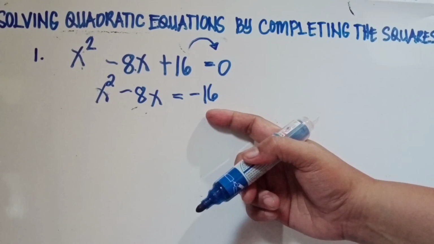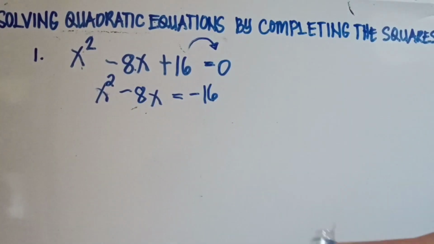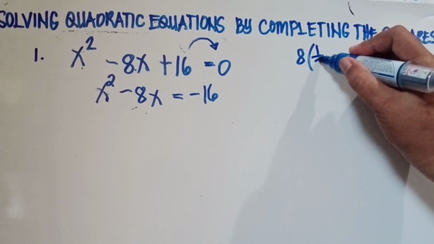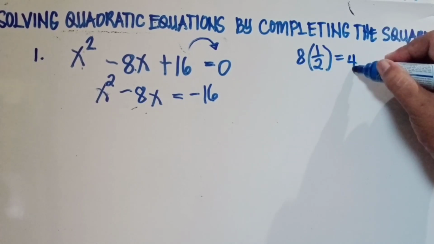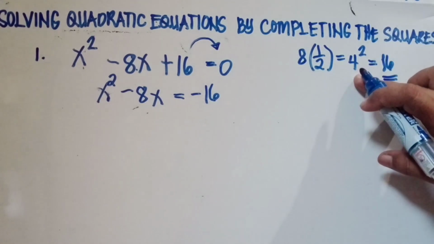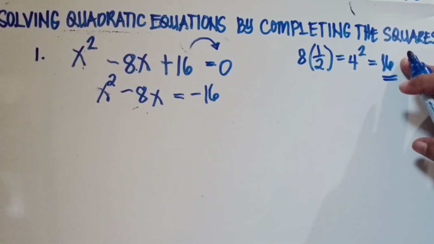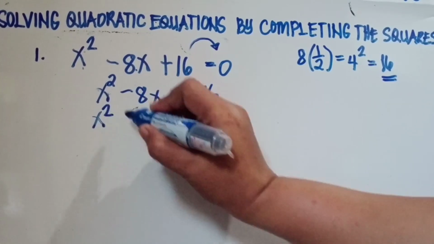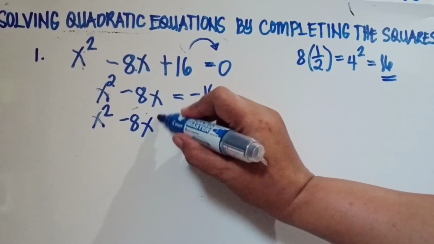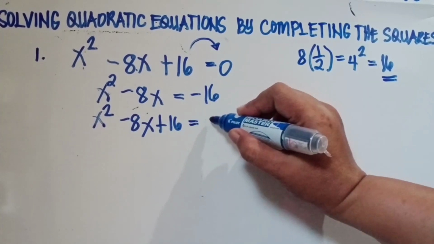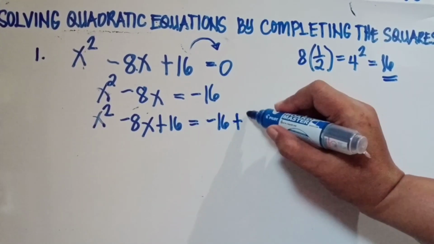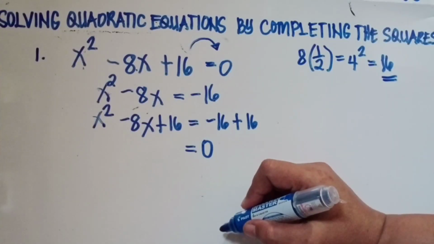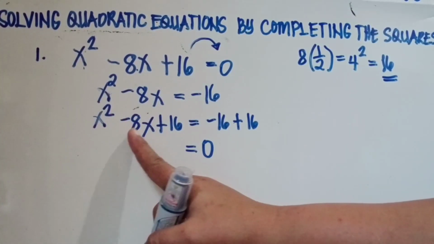So, ang susunod na gagawin natin is get the half of the coefficient of x. So, we have 8. Then, half of 8 is what? 4. Then, square 4. So, the square of 4 is 16. So, itong 16 na ito ay i-add natin sa dalawang sides ng equation. So, we have x squared minus 8x, then plus 16. Then, this is equal to negative 16 plus 16. So, negative 16 plus 16 is equal to 0.